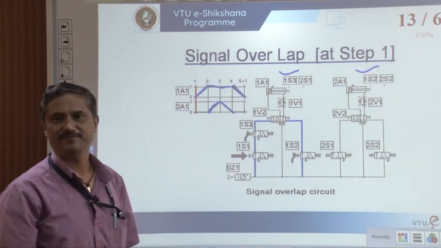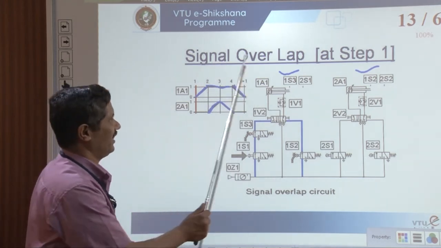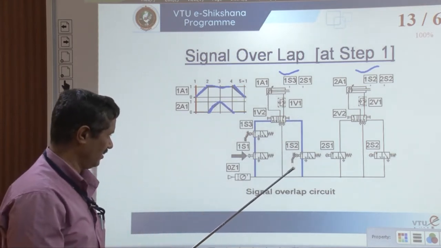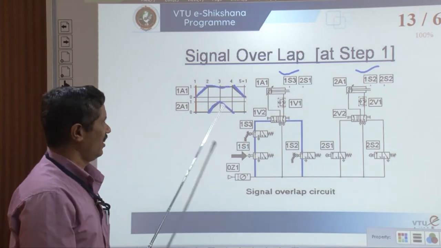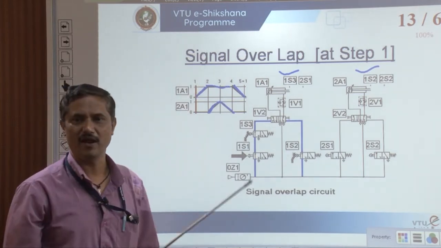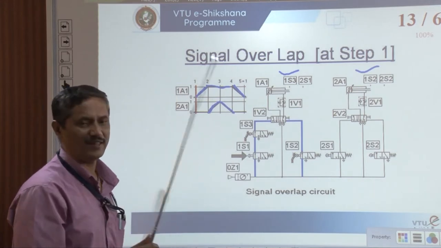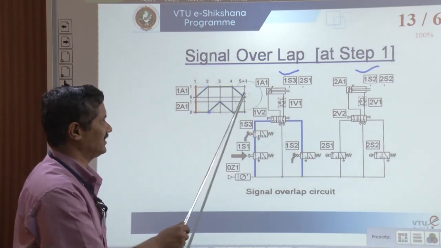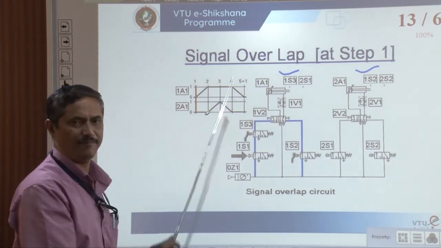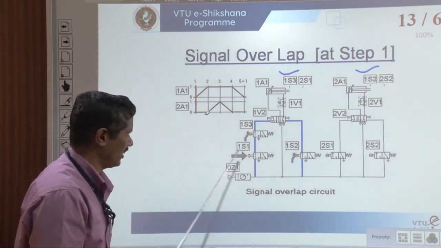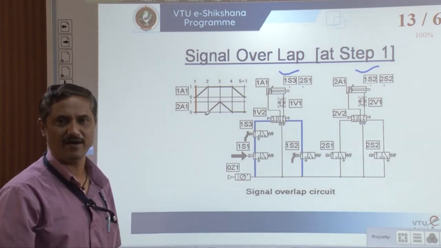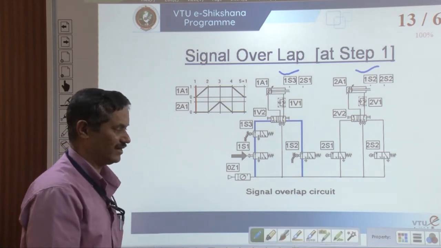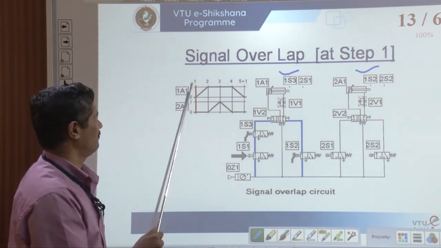cylinder A retracts. This is how we check, first of all, whether the signal overlapping is happening or not. How do we know that the signal overlapping has occurred? Where are the possibilities of signal overlapping? This has to be analyzed in the circuits. You draw the motion diagram and then you can also draw the signal diagram if required, and then check for the signal overlapping times or positions.